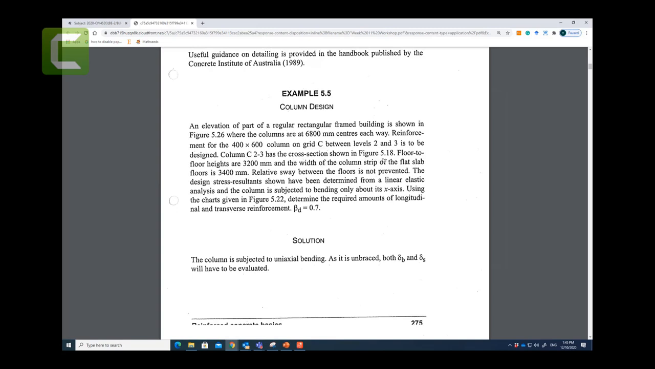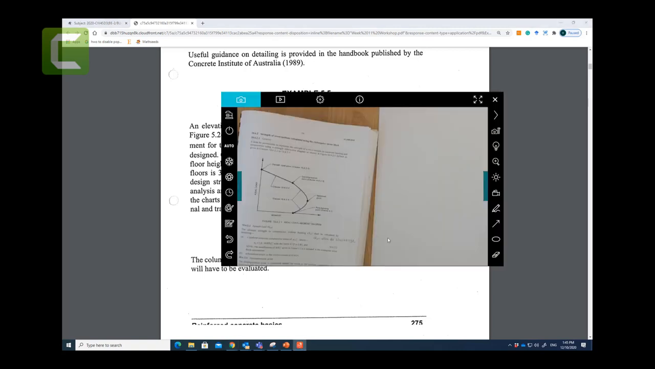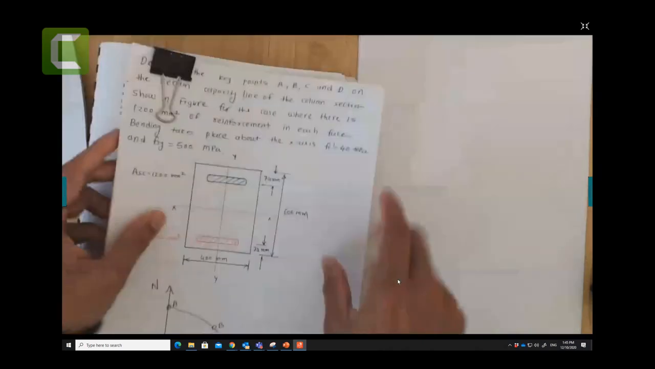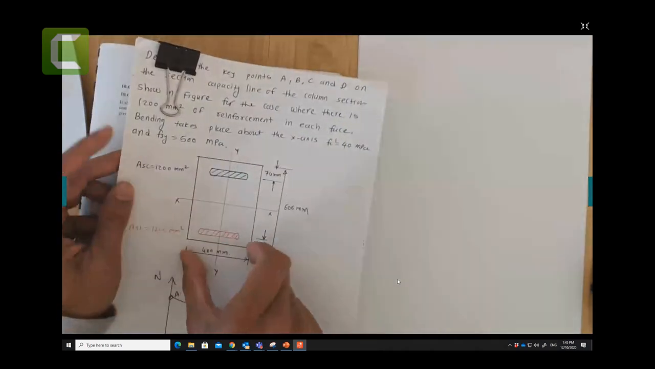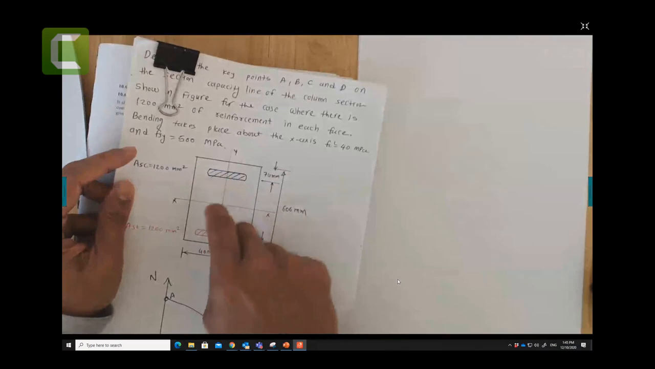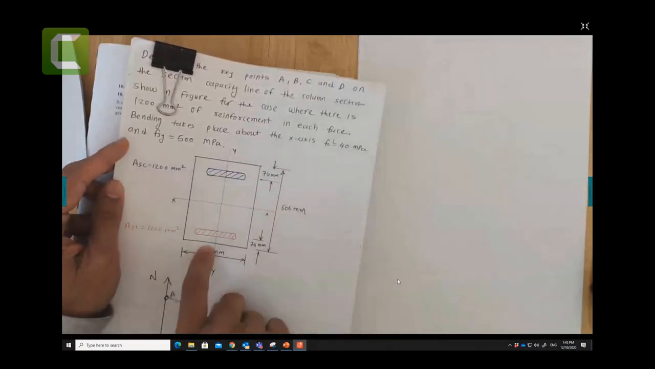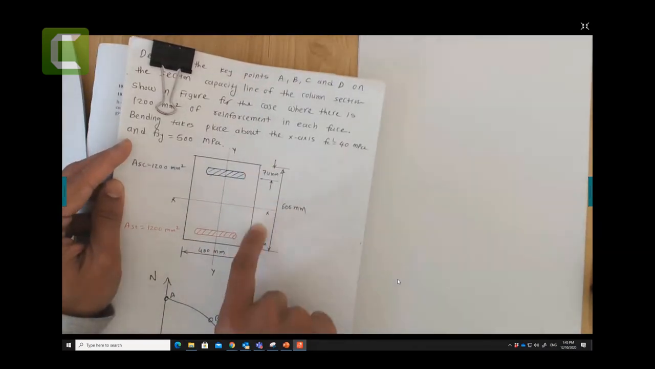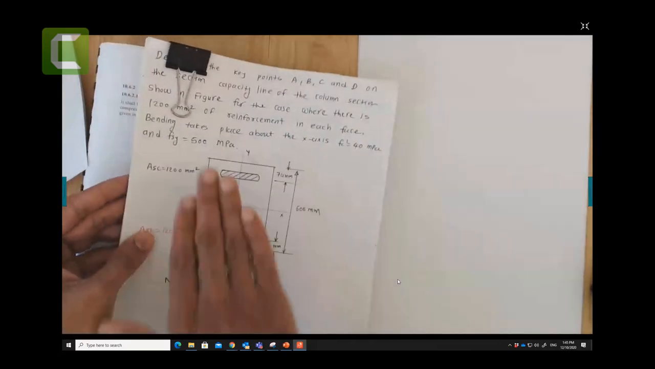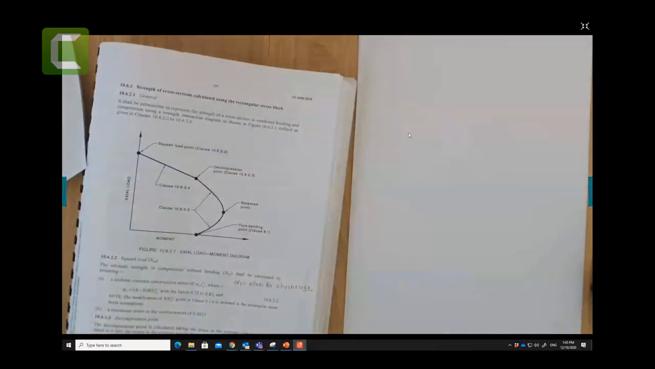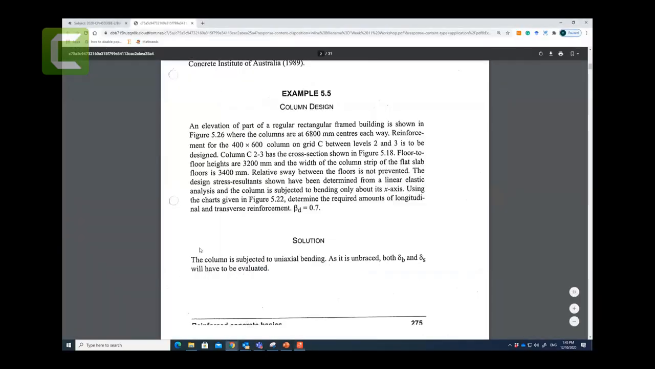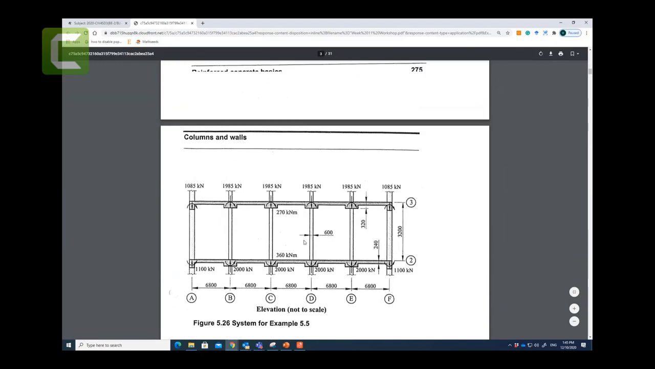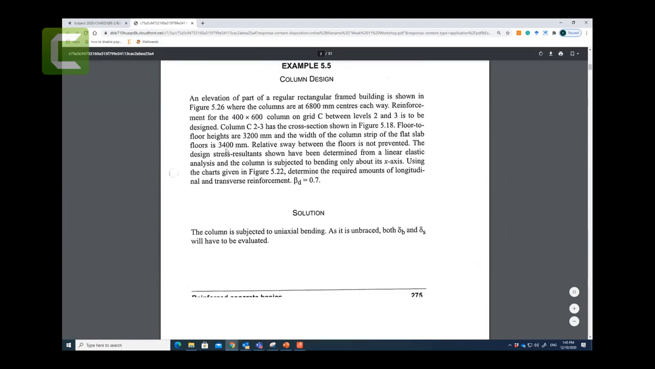Column C2 has a cross section, shown in figure number 5.18. So what was the cross section? The same cross section. They want to use the same cross section. You have 600, you have 400, you have this reinforcement, ignore it. They want to know what reinforcement is needed, but this 400 by 600 is given to us. The cross section is given to us. So they want to know what the reinforcement is. All right, so that reinforcement we need to find. Floor to floor heights are 3.2 meters. Yes, floor to floor height is 3.2 meters.